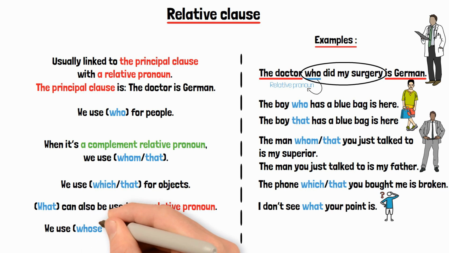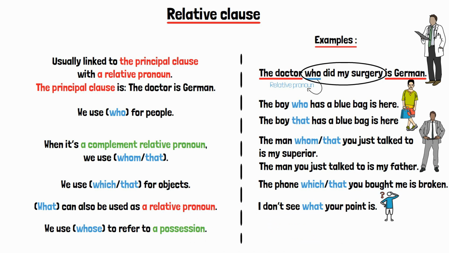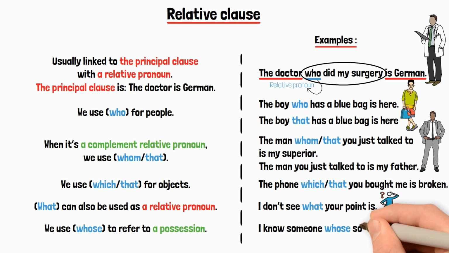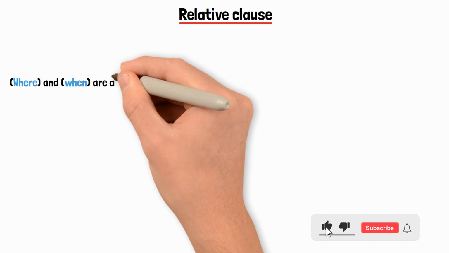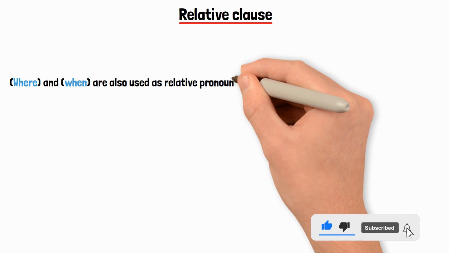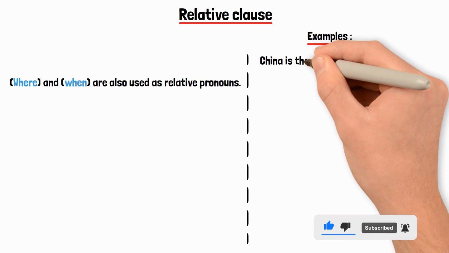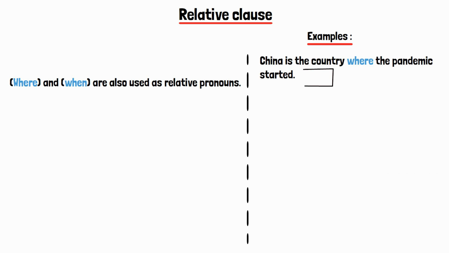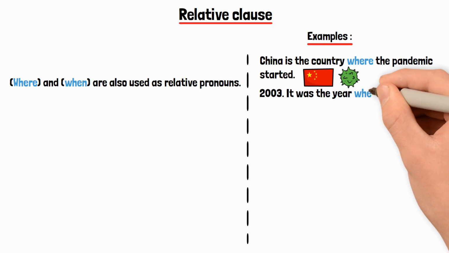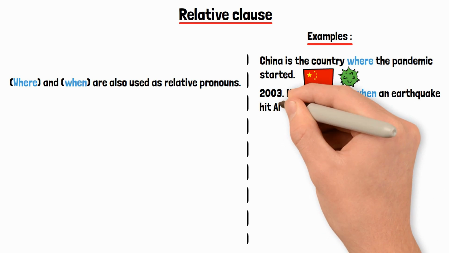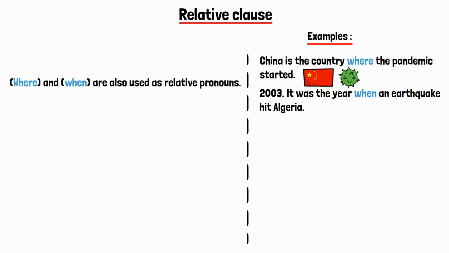We use whose to refer to a possession. I know someone whose son is a doctor. Where and when are also used as relative pronouns. China is the country where the pandemic started. 2003. It was the year when an earthquake hit Algeria.